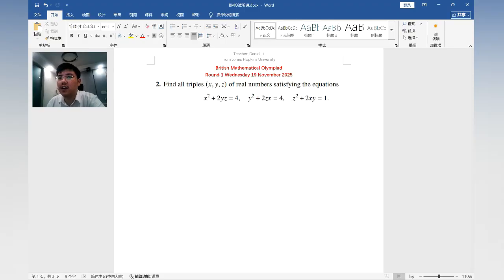And today let's see a real question from BMO, British Mathematical Olympiad Round 1. So this is the second question. Find all triples x, y, z of real numbers satisfying the equations. So let's see the three equation structure.